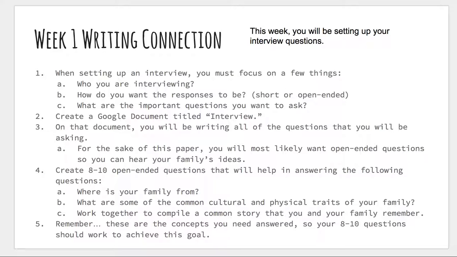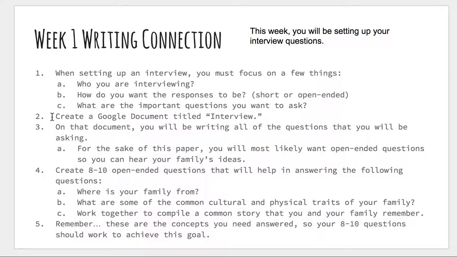The last thing I want you to do for this week is going to be with your writing connection. It's going to get you started on your interviewing process. A couple things. When setting up an interview, you must focus on the following different concepts. Think about who you're interviewing. How do you want the responses to be? They can be very direct or short responses, or they can be open-ended, where the person you're interviewing is almost telling a story. And then what are the important questions that you want to ask? So keep those in mind as we keep going.